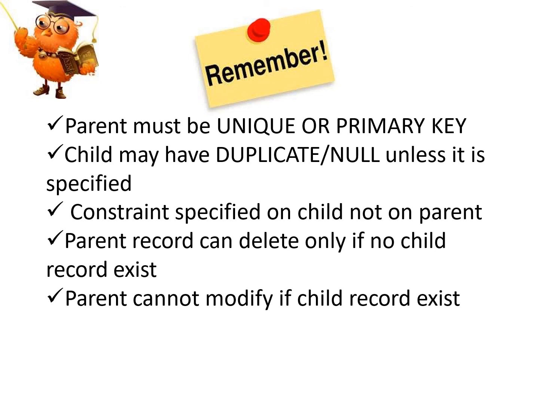So we have to remember: parent must be unique or primary key. Child may have duplicate or null unless it is specified. Constraints are specified on the child, not on the parent. On the parent table, constraints are not specified. A parent record can be deleted only if no child record exists. A parent cannot be modified if a child record exists.